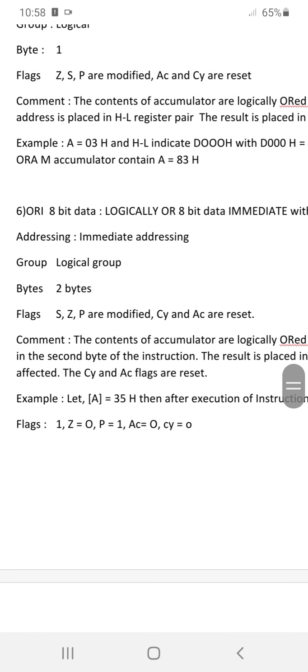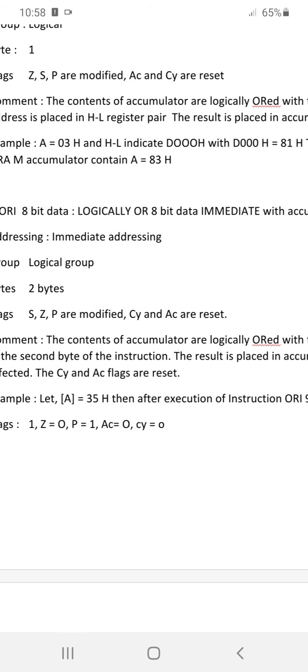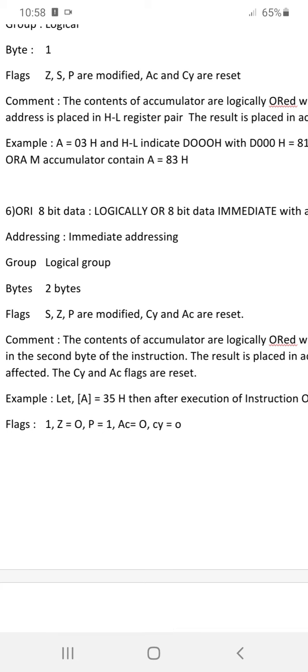And the last instruction in ORing is ORI 8-bit data. Here the 8-bit data is not in a register or in memory, it is directly given in the instruction. So logically ORing 8-bit data immediately with the accumulator. Its addressing mode is immediate addressing mode. It is a 2 byte instruction. The first byte is the opcode of that instruction and the second byte is the 8-bit data given in the instruction.